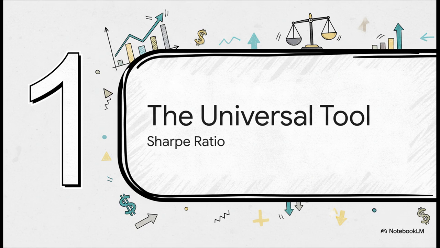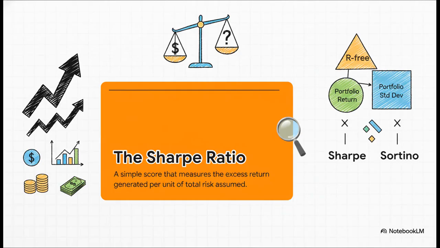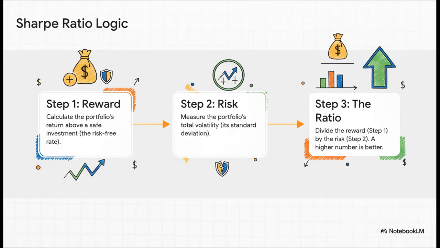So, how do we measure this? Well, let's start with the first and probably the most famous tool in our kit: the Sharpe ratio. You can think of this as the Swiss Army knife of performance metrics. What the Sharpe ratio does is it boils down all that complexity into a single, easy-to-understand score. Its whole job is to answer one question. For all the stomach-turning ups and downs your money went through, how much extra return did you actually get for all that trouble? And the logic behind it is actually pretty simple.